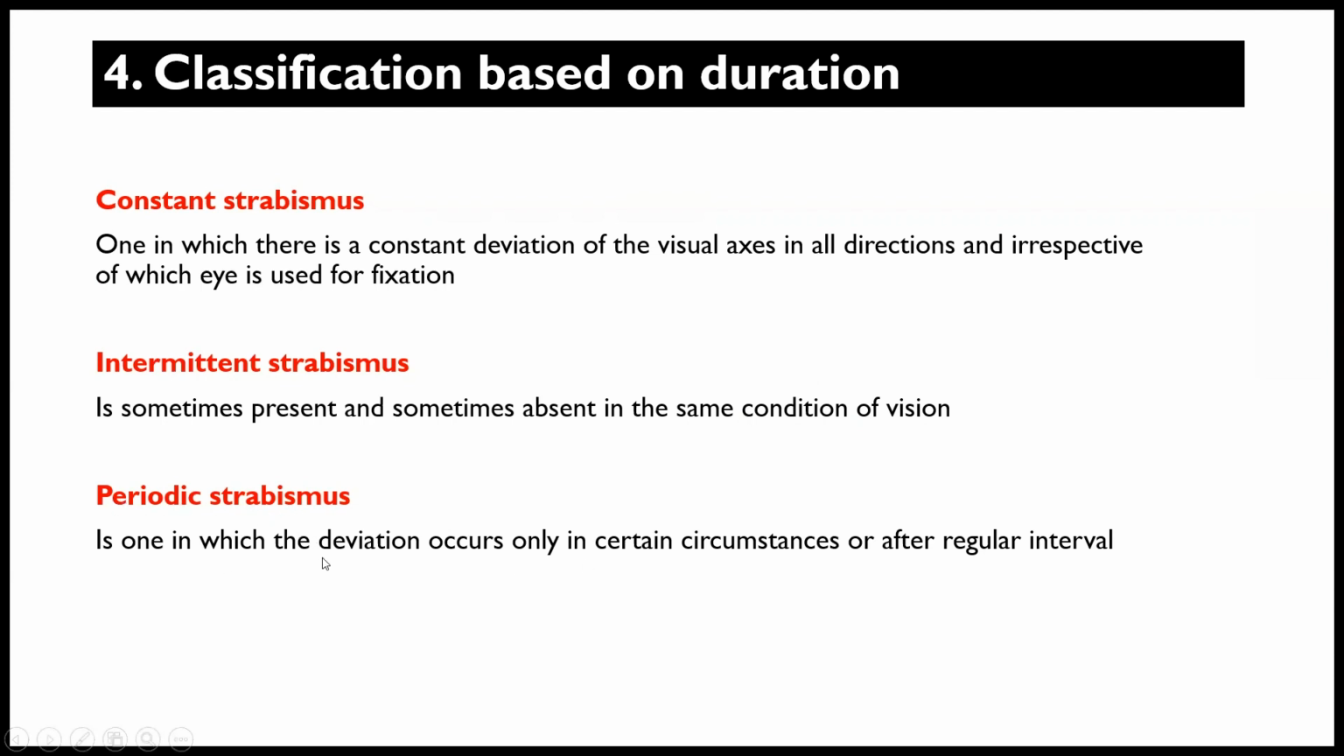In this one, the deviation occurs only in certain circumstances and normally at regular intervals. So it almost looks like intermittent, but in intermittent it's present or absent even with the presence of the same condition. But in periodic, you must have that element or circumstance that makes the deviation appear, and it is normally regular.